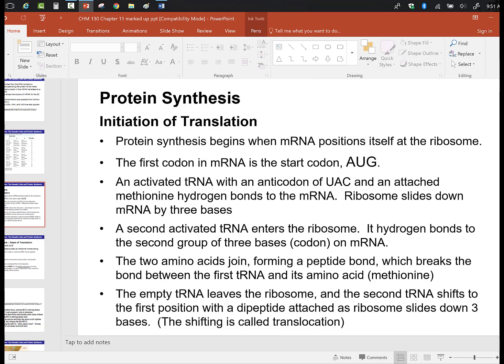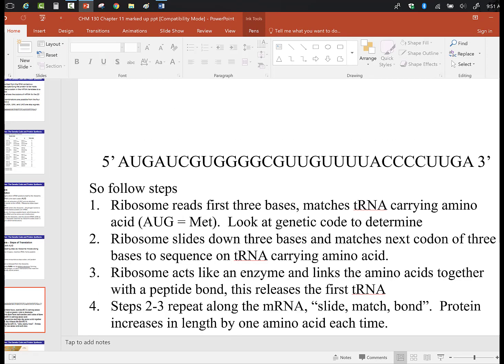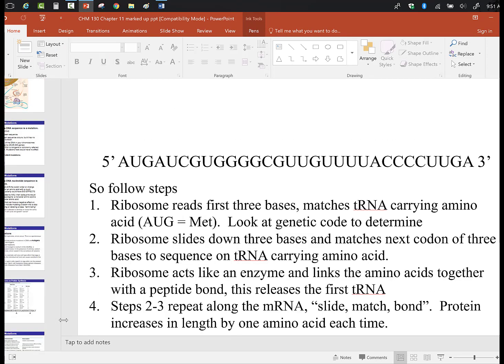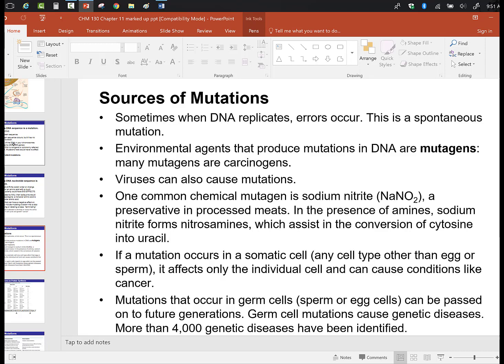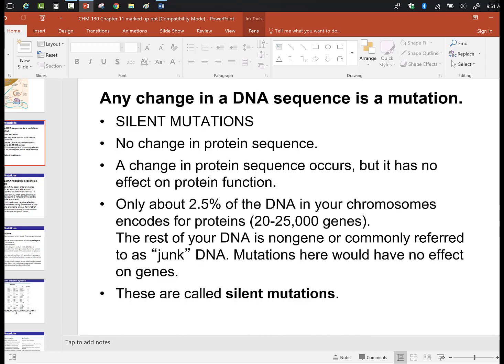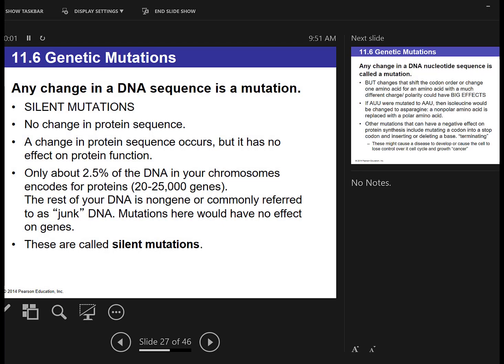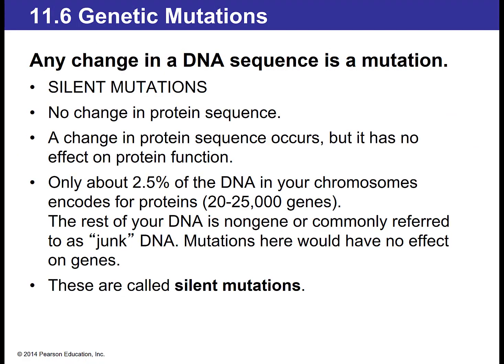So that leads us into, and I went through all of these in this as well. I just think it's easier and better if you actually write it out. I think you see it a little bit better physically writing it. So the next question is, what happens if the DNA changes?